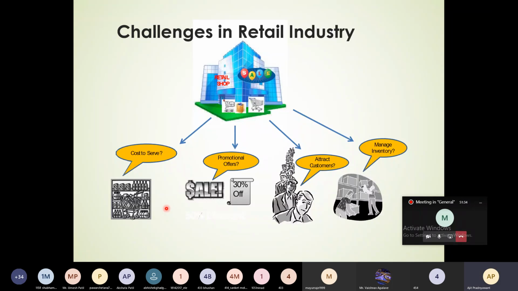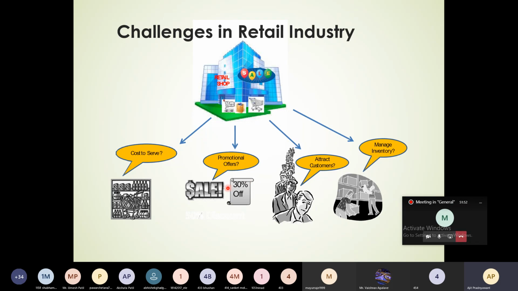This is one example of challenges in the retail industry. Challenges are cost to serve, promotional offers, how much promotional offer you can give to the customer, how to attract customers, and how to manage inventory. Such kinds of challenges are present in the retail industry.